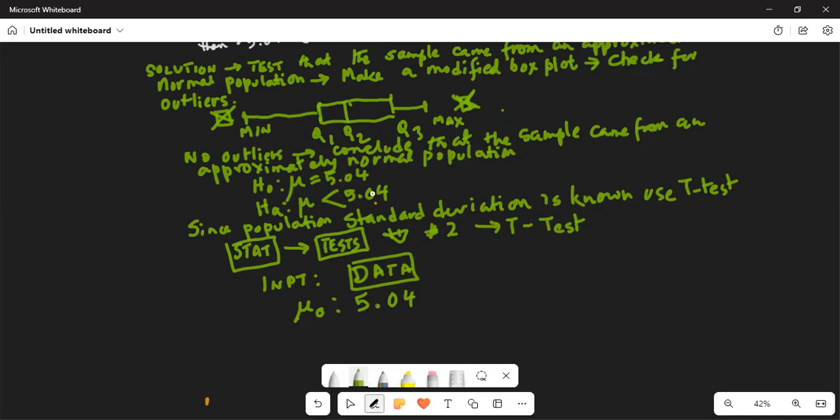I have told the calculator that my mu0, that is the value in the null hypothesis, is 5.04. Therefore, in the 5th line, I'll put the cursor on less than mu0 and hit enter so that it's flashing on less than mu0. So list is L1. Frequency is 1.